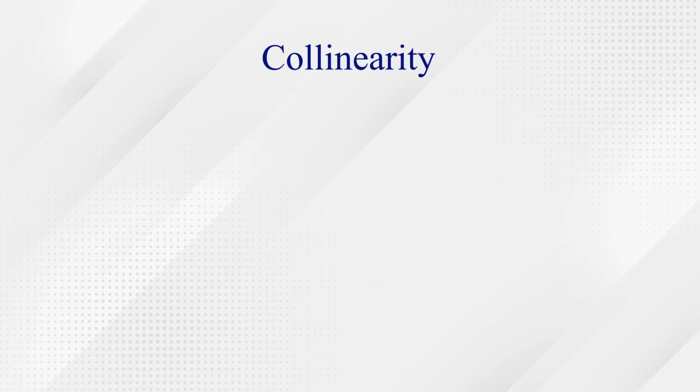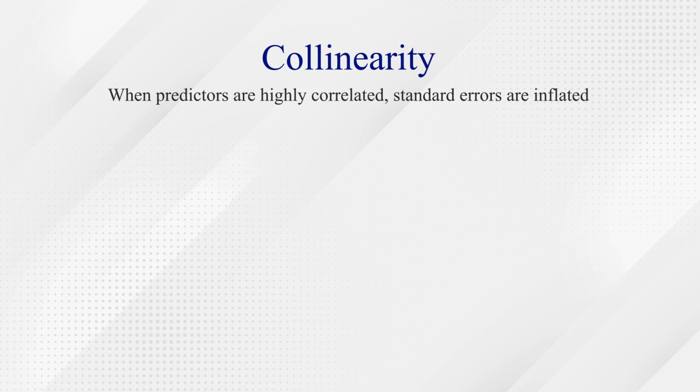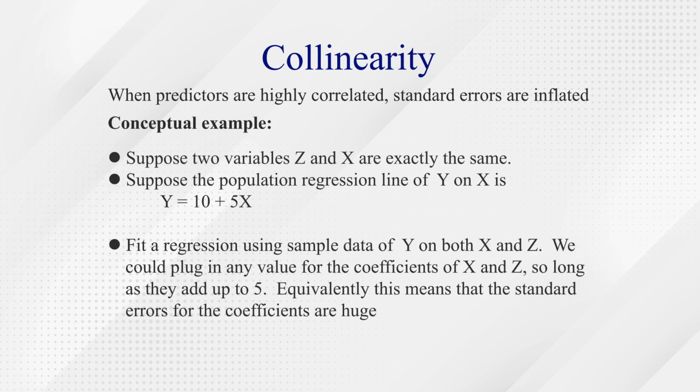Now, collinearity. We have already talked a lot about it when we were discussing multiple regression analysis. Collinearity is a very important term, because when predictors are highly correlated, standard errors are inflated. A conceptual example: suppose two variables Z and X are exactly the same, and suppose the population regression line of Y on X is Y equals 10 plus 5X. Then fit a regression using sample data of Y on both X and Z. We could plug in any values for the coefficients of X and Z so long as they add up to 5. Equivalently, this means that the standard errors for the coefficients are huge.